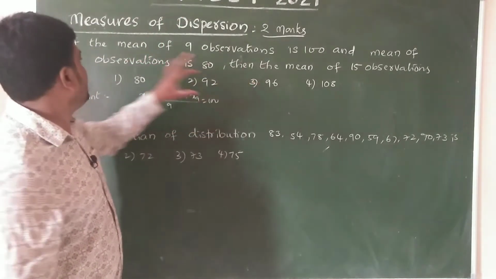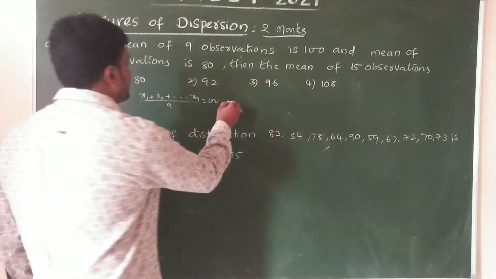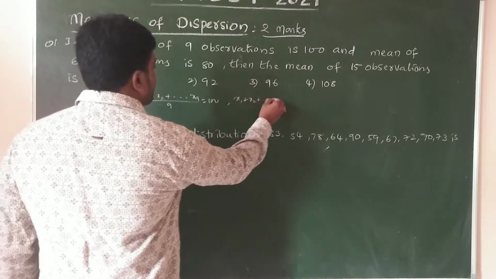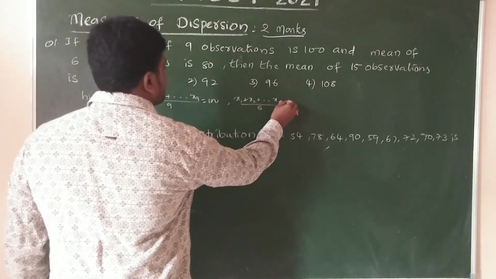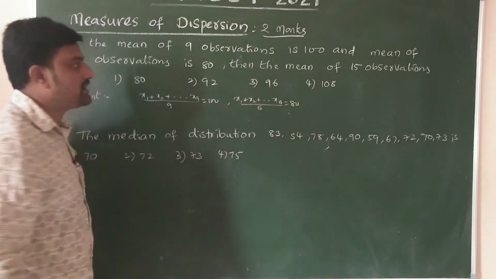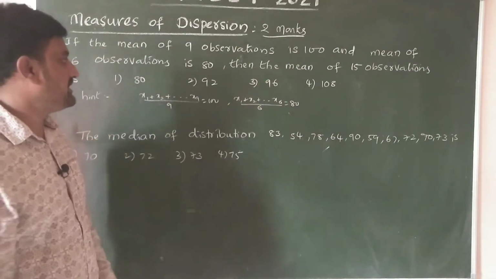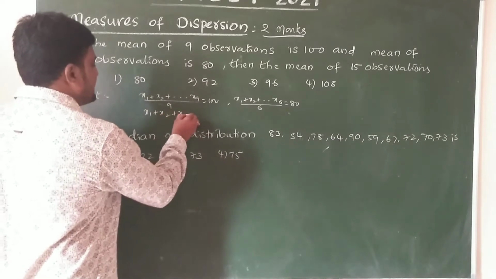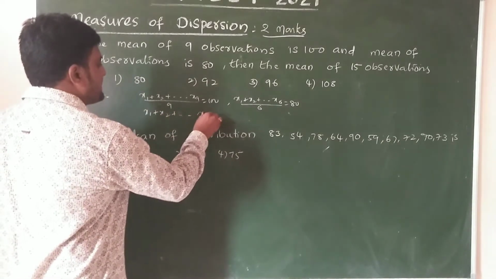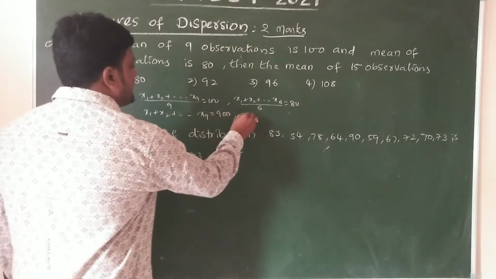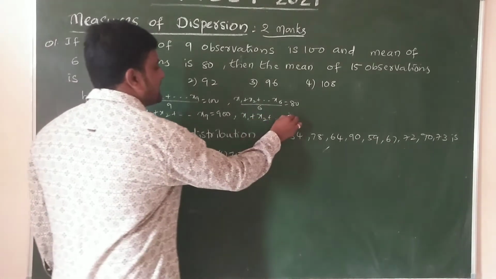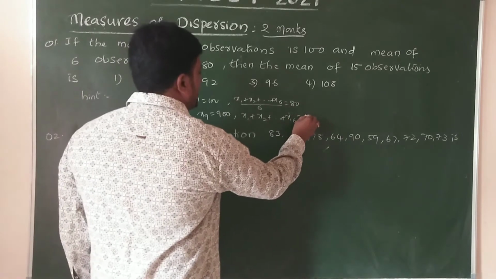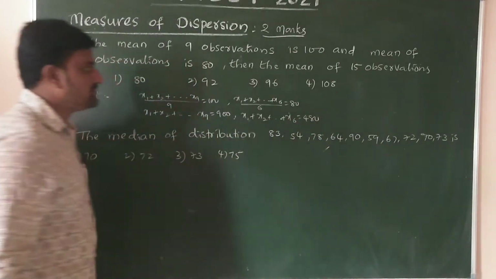Okay, and the mean of 6 observations means (x1 plus x2 plus so on x6) by 6 equals 80. Okay, then what about 15? Clearly we know x1 plus x2 plus x3 so on x9 equals 900, and x1 plus x2 plus so on x6 equals 480. Yes or no?